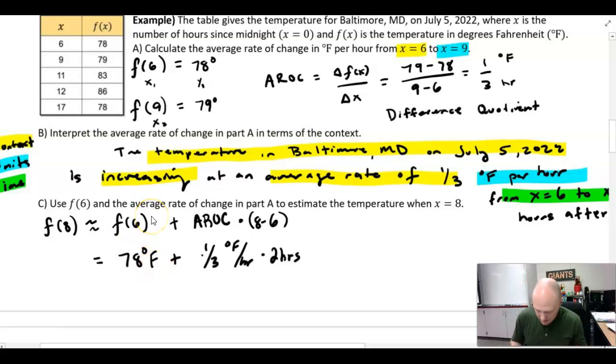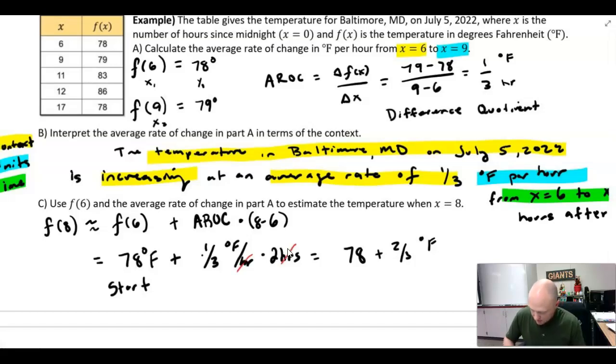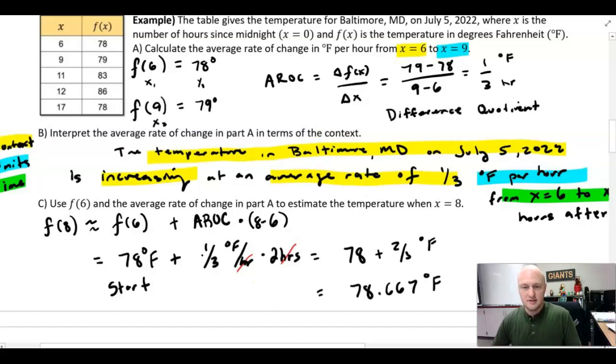So I like to call this start plus change. You'll see this in calculus too, but I'm starting here and then I'm going to use my average rate of change to estimate here. So this is going to be equal to 78 plus 2/3 of a degree Fahrenheit. If you're wondering about units, our hours are going to cancel here, and I'm going to approximate this to 3 decimals. I'm going to say 78.667 degrees Fahrenheit. All right. So there's our temperature at 8.